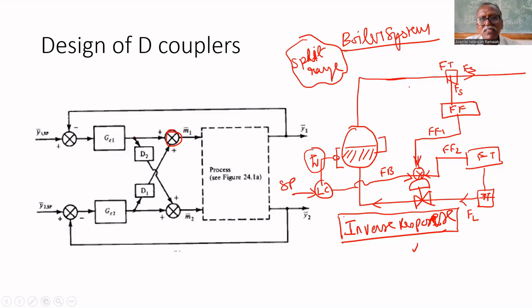Sometimes if they ask for a short note on boiler system, you can write all these things. What all can you write? We have to employ level control. We can employ feed forward control for demand on steam as well as change in inflow rate. The two feed forward controllers can be implemented. You can write about inverse response. You can write about split range control. So these are the things you can write.